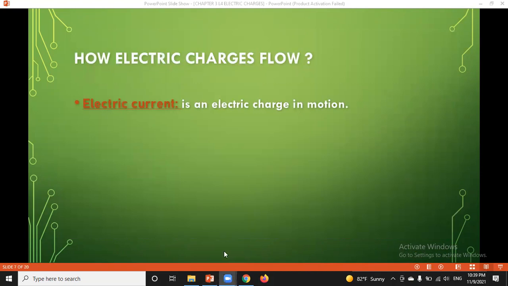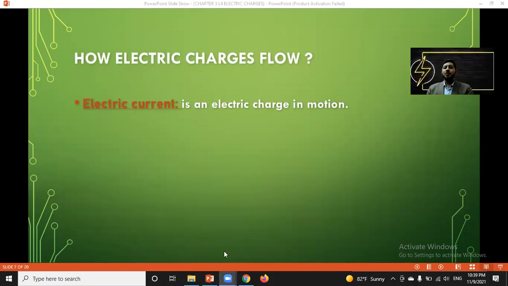How do electric charges move? Electric charges move like a line. They move as something called electric current. What is electric current? Simply, electric current is electric charge in motion.